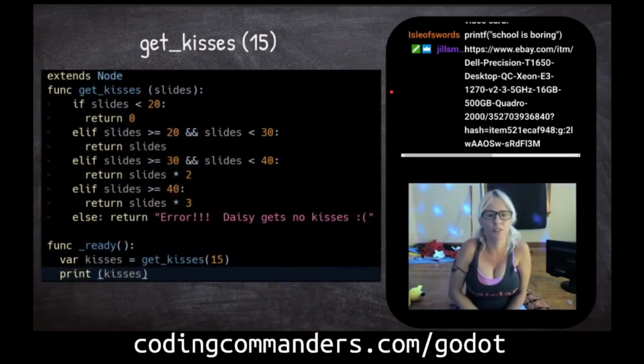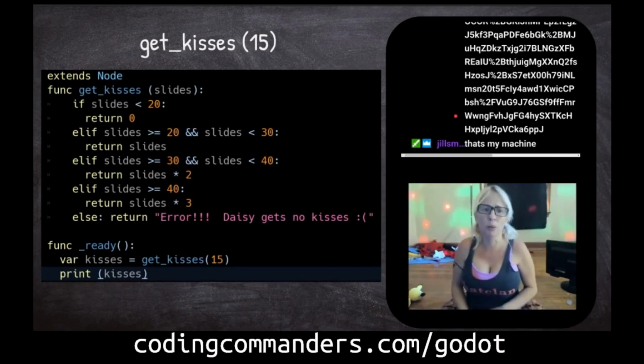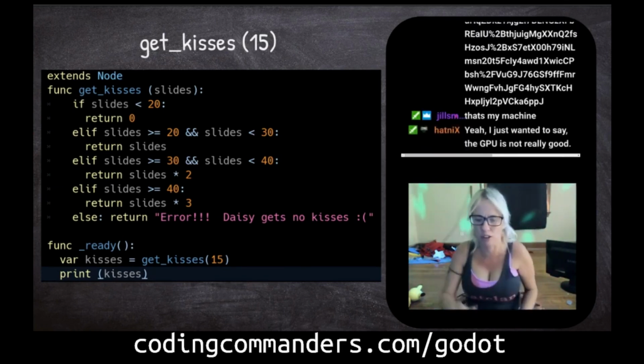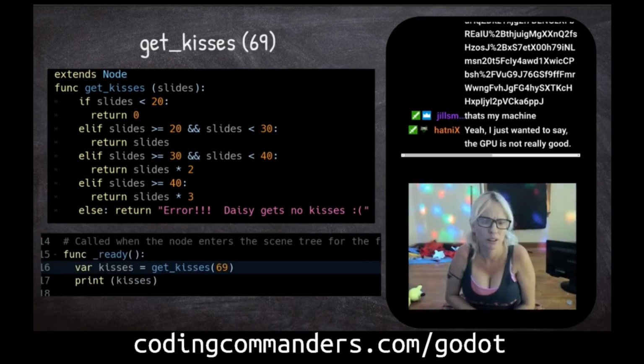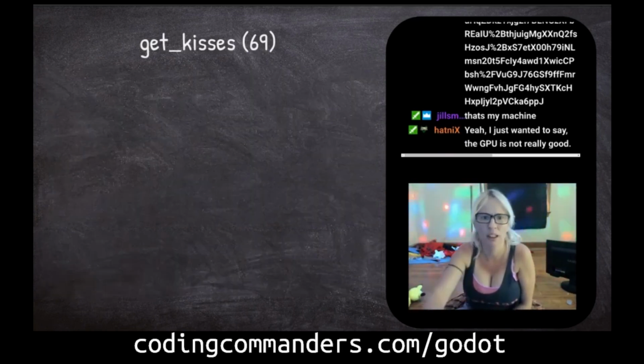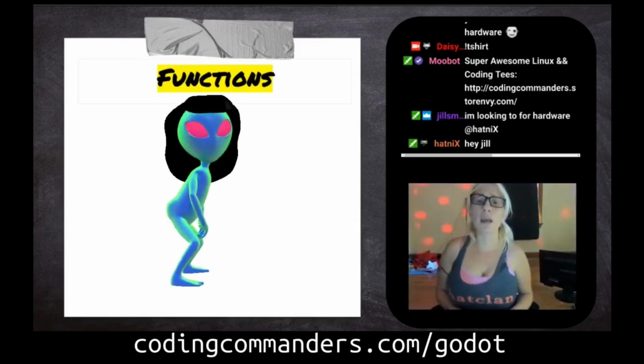Get kisses of 15. What's this going to return? It's 0 kisses, 0, because if I do less than 20, I don't get any kisses. So the answer is 0. If I do 69 slides, how many kisses will I receive? We will have 207 kisses.